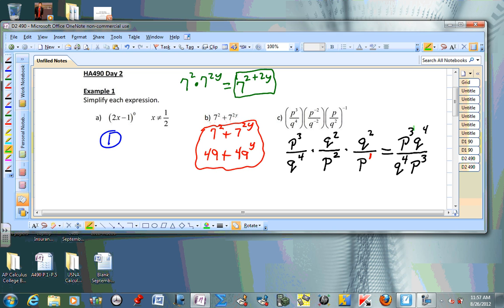Now we can simplify. 3 factors of p in the numerator make 3 factors of p in the denominator. 4 factors of q in the numerator will make 4 factors of the denominator. Anything divided by itself is 1. So this expression simplifies to be 1.